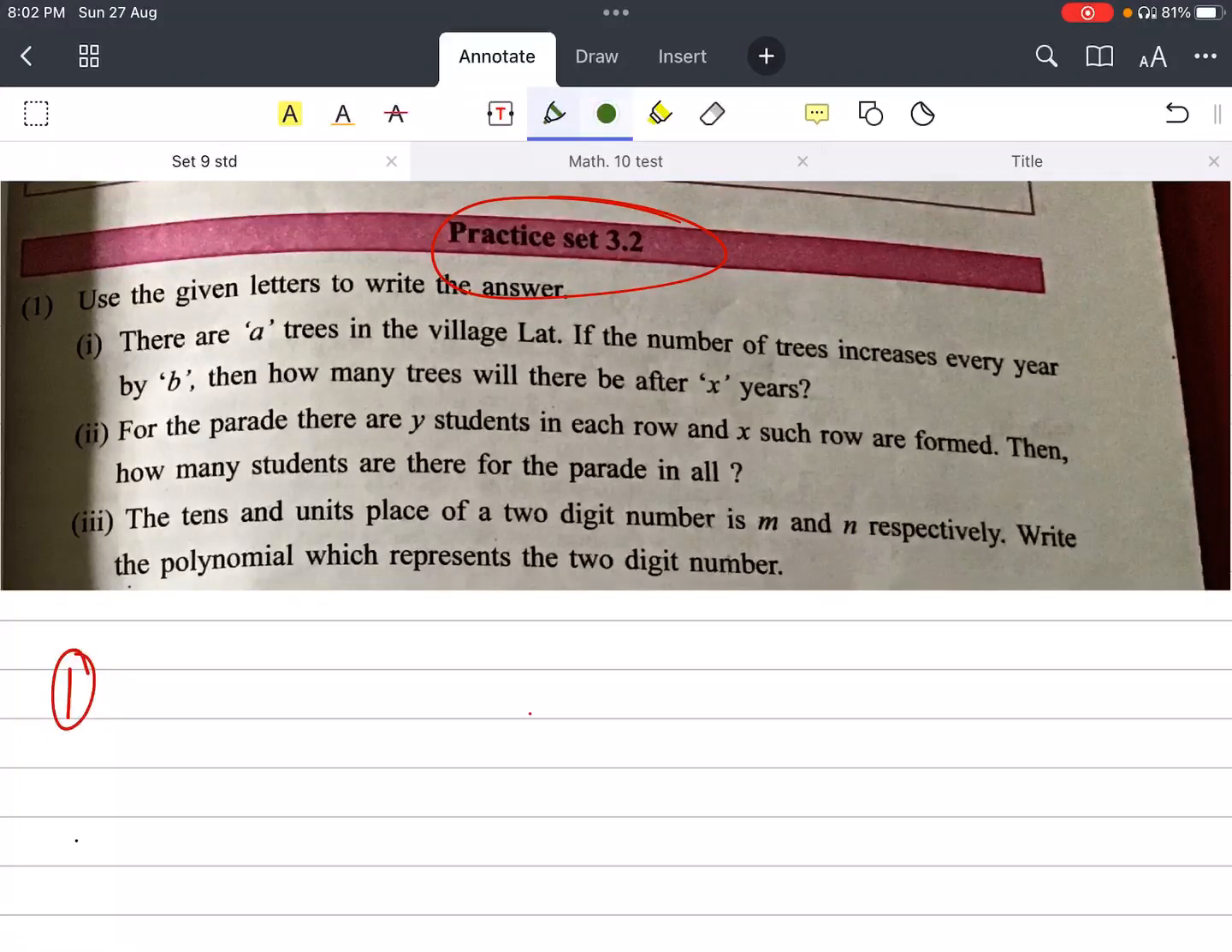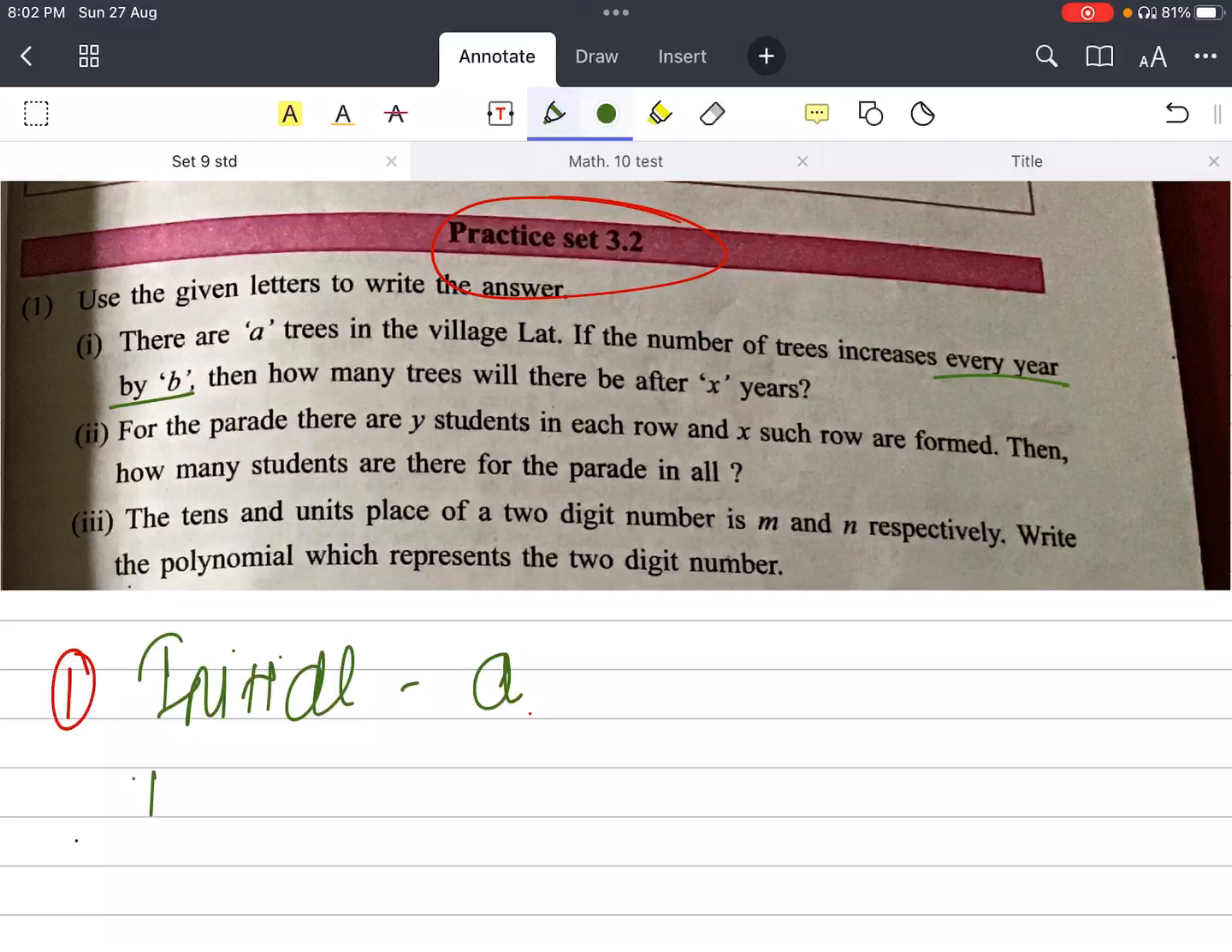So the question is like that. There are eight trees in that village. If the number of trees increases every year by B, then how many trees will there be after X years? Suppose there are eight trees. Initially, let's assume eight trees are there. So initial trees, say A. The second condition is that the number of trees increases every year by B.